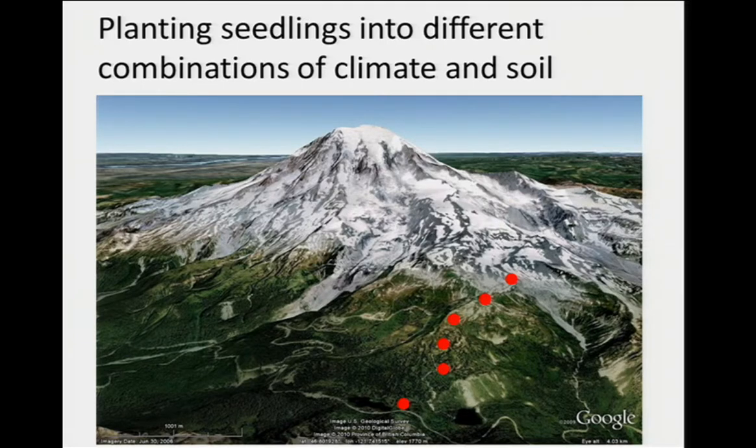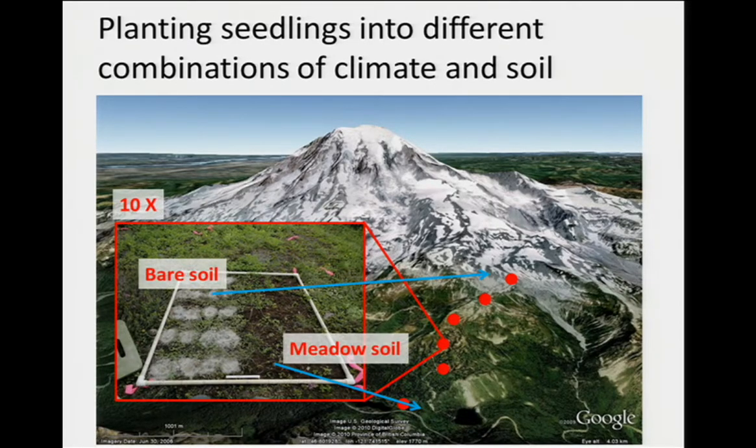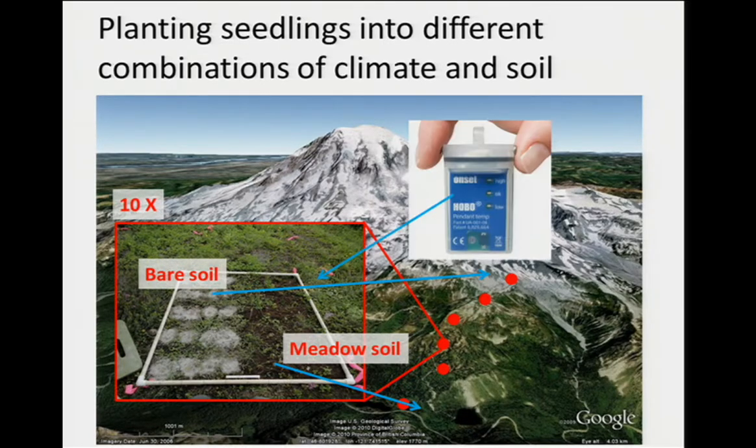So we addressed these questions using a seedling transplant experiment where we planted seedlings into different combinations of climate and soil. So we planted seedlings at 6 different elevations spanning the range of the meadows. And within each elevation, we planted seedlings in a series of plots. And within each plot, seedlings were planted in one of 2 soil types, either bare soil collected from above the upper limit of the meadows, or meadow soil collected from the lower limit of the meadows. And then at each plot, we installed these data loggers, which recorded soil temperatures and allowed us to calculate a variety of microclimate variables related to soil temperature and snow cover duration.